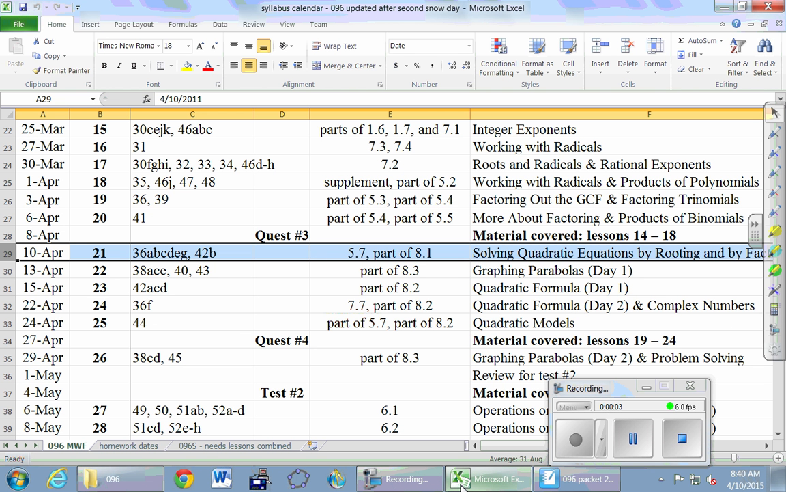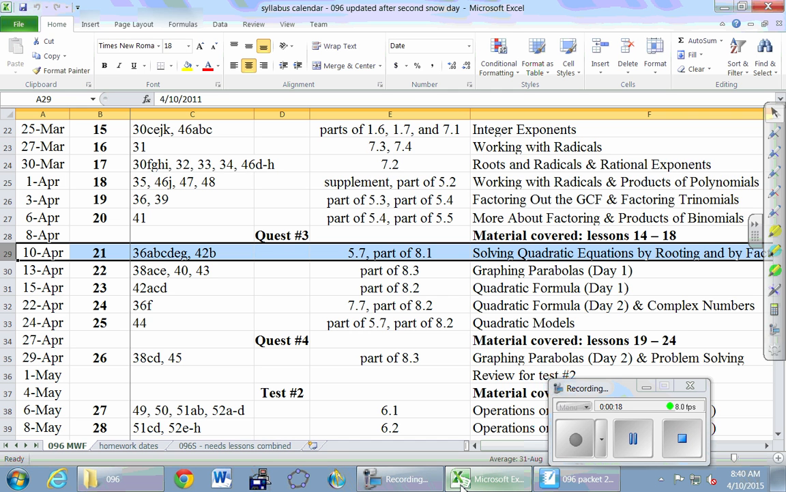Okay, so we'll take our quick look at the calendar. Happy Friday. I don't have your tests or your quests for you today. I'll have them for you on Monday. So today we're moving on and we're doing a new topic called solving quadratic equations by rooting and factoring.